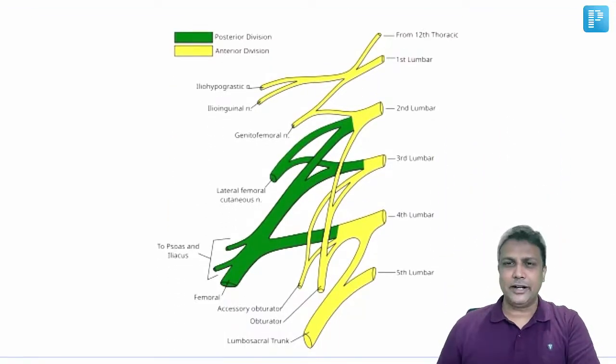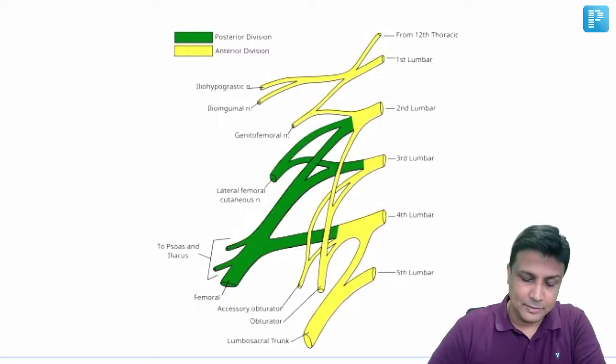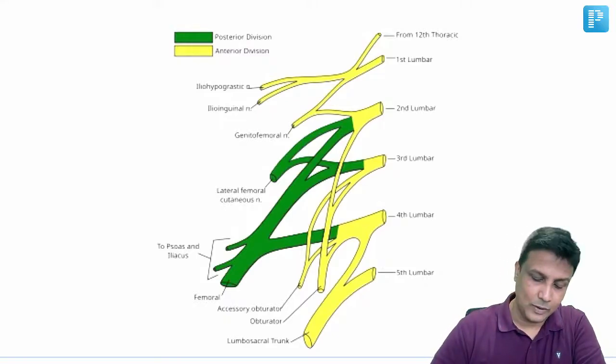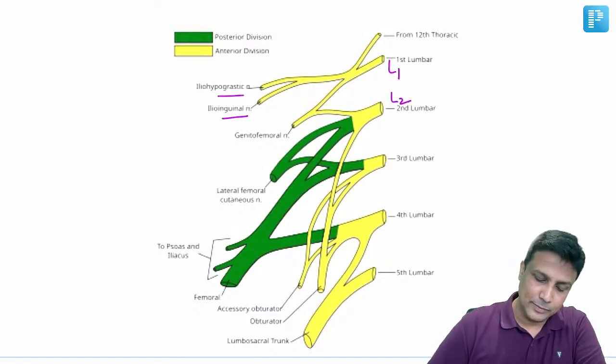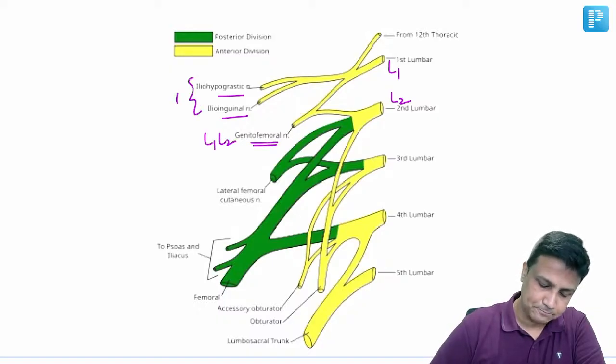Now, apart from that sciatic nerve, all the major nerves are done. Now, welcome to the minor nerves, sir. Number one, from L1, we are getting two nerves: the ilio-hypogastric nerve and the ilio-inguinal nerve. From L1 and L2, we'll be getting the genitofemoral nerve.